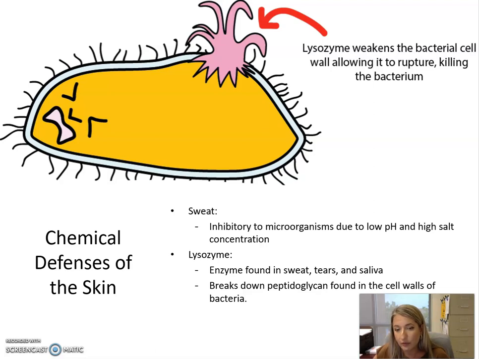We've mentioned lysozyme before, but lysozyme is an enzyme that's found in sweat, tears, and saliva. So because of its presence in sweat, it is important to talk about in the skin infections lesson. Lysozyme is an enzyme that basically breaks down the cell walls of bacteria. Specifically, it destroys peptidoglycan in the cell wall. If a bacterial cell's cell wall is destroyed, it can no longer maintain its structure and support, and it will basically burst through cell lysis.